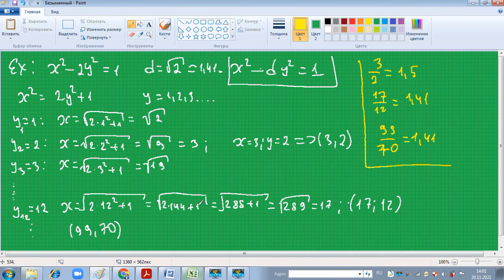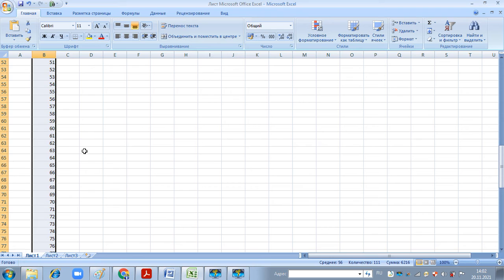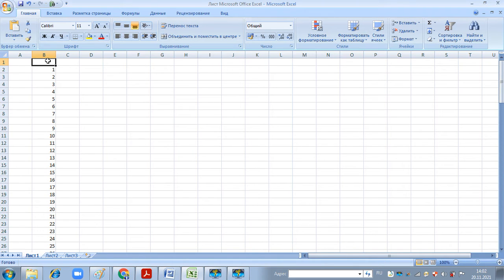Okay, and I can use the Excel program. Okay, 1, 2, 3, and so on next are our y values. The y values and x values I will find with this formula.